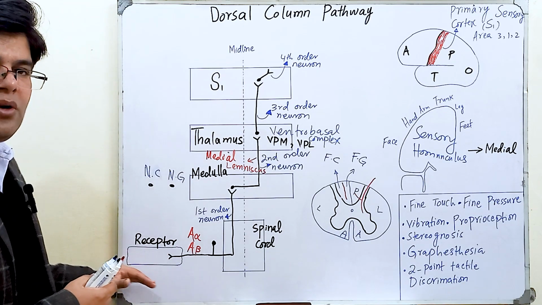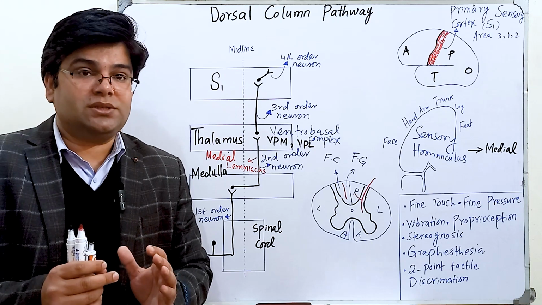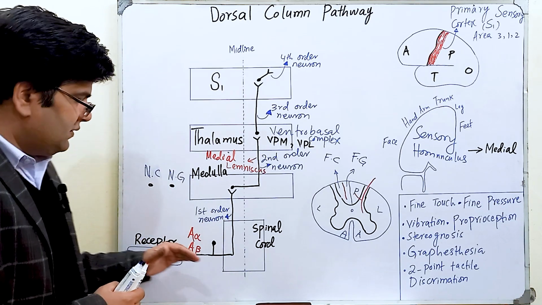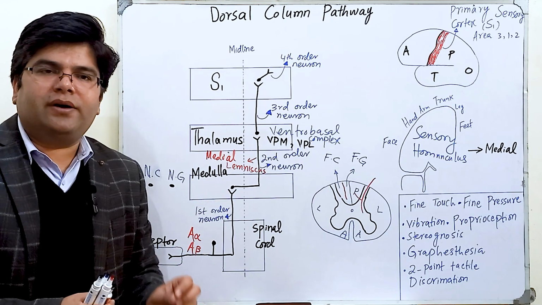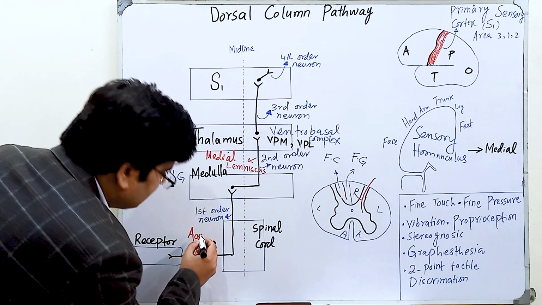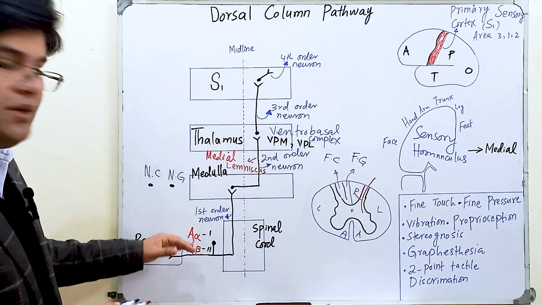The receptors here in the dorsal column pathway are more sophisticated, well developed structures like Meissner's corpuscles and Pacinian corpuscles, and the nerve fibers which are first order neurons belong to the A alpha and A beta category of nerve fibers, and among sensory classification these fibers are of type 1 and type 2 categories.